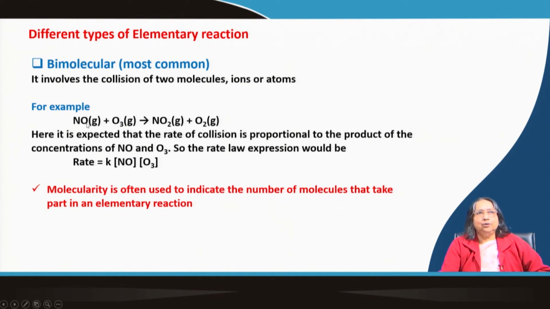Say, for example, NO, this is also a gas phase reaction, NO with ozone forming NO2 and oxygen. Here it is expected that the rate of collision is proportional to the product of the concentrations of NO and O3, because there are two species here. So, it is very simple to write the rate expression, it is nothing but K times the concentration of NO times the concentration of O3. Molecularity is often used to indicate the number of molecules that take part in the elementary reaction. For an elementary reaction, telling the molecularity is very easy, that much we understand.